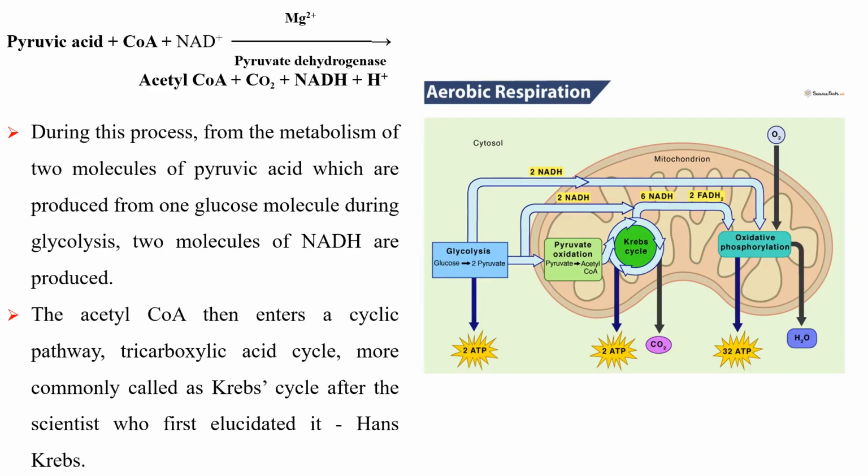During this process, from the metabolism of 2 molecules of pyruvic acid, which are produced from one glucose molecule during glycolysis, 2 molecules of NADH are produced. The acetyl-CoA then enters a cyclic pathway, the tricarboxylic acid cycle, more commonly called the Krebs cycle after the scientist who first elucidated it, Hans Krebs.